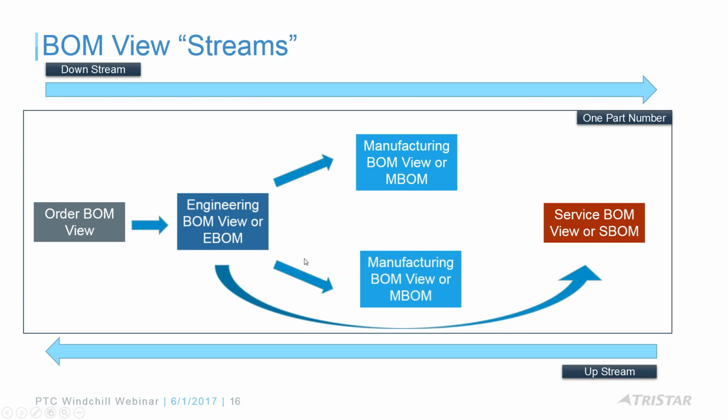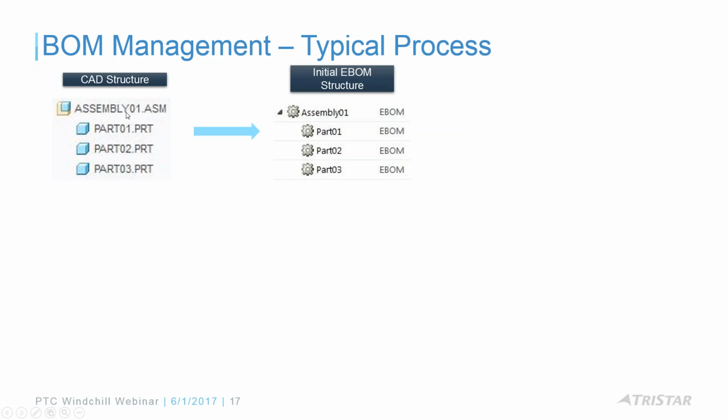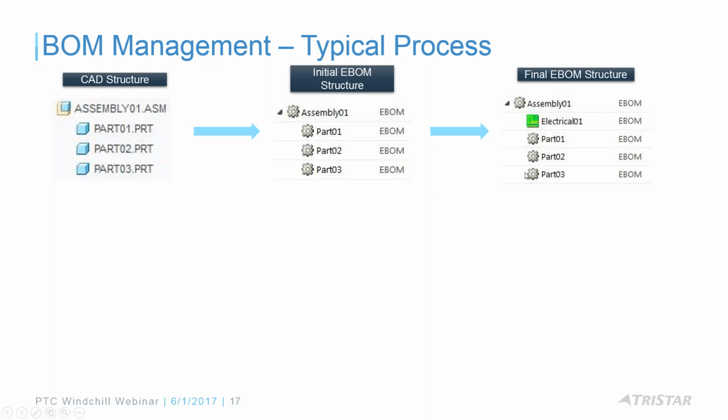So all of these different BOM views are connected by a common part number. Typically, a BOM will get created from a CAD structure, the typical process. That CAD structure will create the corresponding Windchill part structure, or the EBOM, or the design BOM. These could be termed whatever the customer feels makes sense in their environment. Some customers don't like EBOM because that could represent electrical BOM. But this is the engineering BOM.